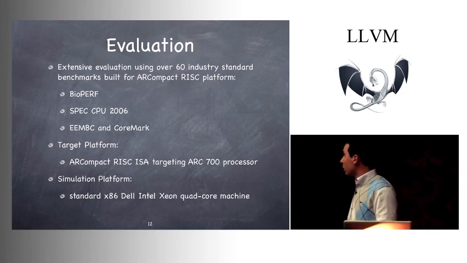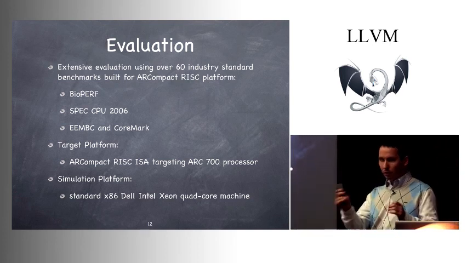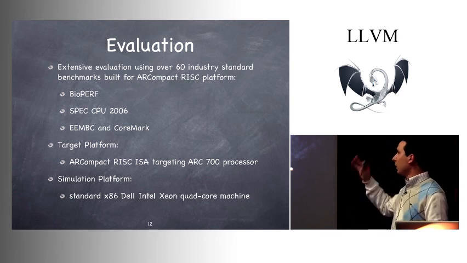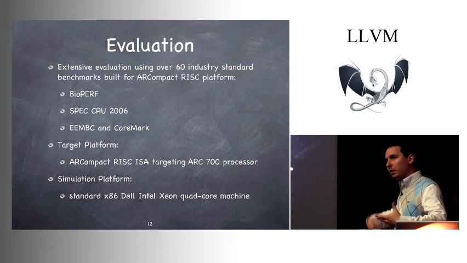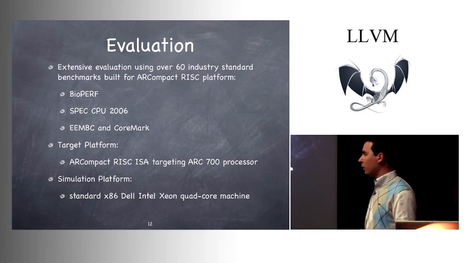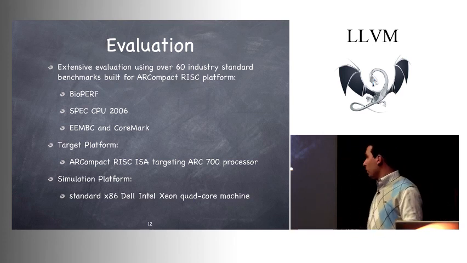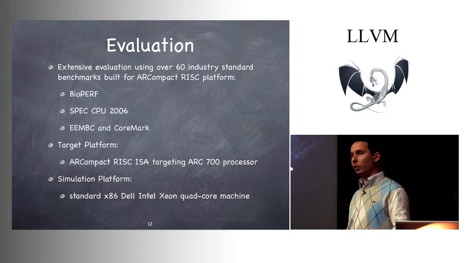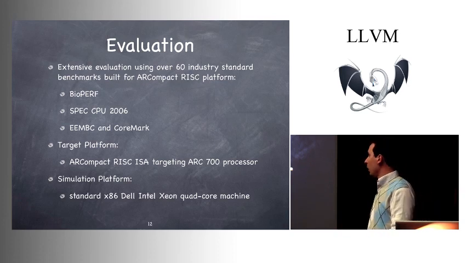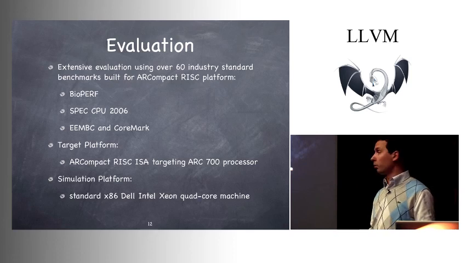So we took over 60 industry standard benchmarks from BioPerf, SPEC CPU, Embassy, and CoreMark across many different domains to show that even for the extreme cases, we still get performance improvements from this design. Now remember, we're in the dynamic binary translation instruction set simulation business, so we built them for our target platform, which is an ARC compact ISA. It's a RISC ISA, and we're targeting the ARC 700 processor. We ran it on a standard quad-core machine, because we don't want customers to buy expensive hardware to run their instruction-accurate simulations. You should be able to run this on your standard desktop machine and still get good performance.